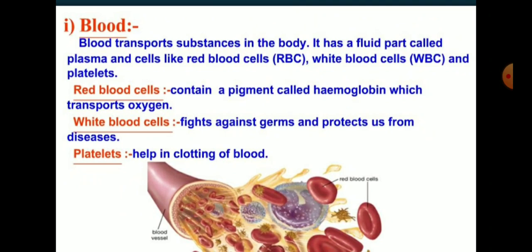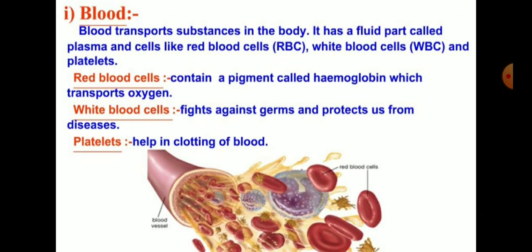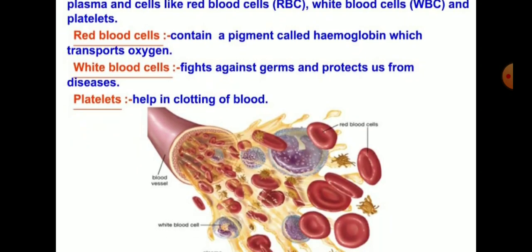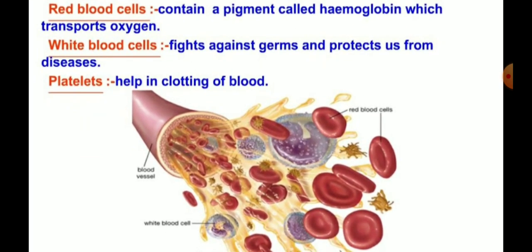What is the main function of red blood cells? Transports oxygen. White blood cells' main function: yes, fight against germs and protect us from disease. Platelets' main function: it helps in clotting of blood. That's all. Okay, can you understand? It's very important, students. So listen carefully.